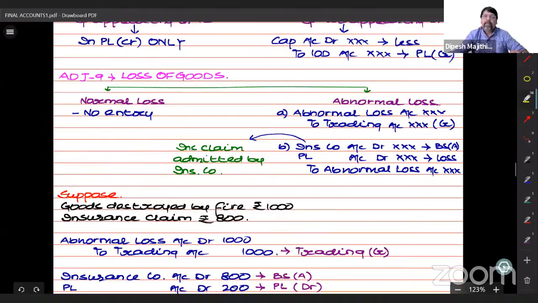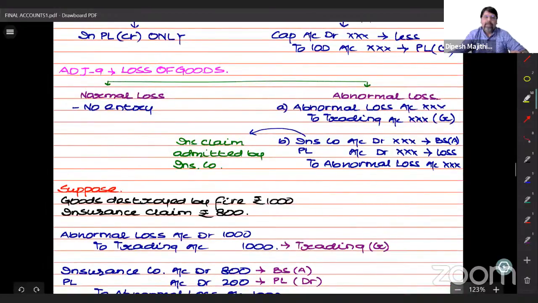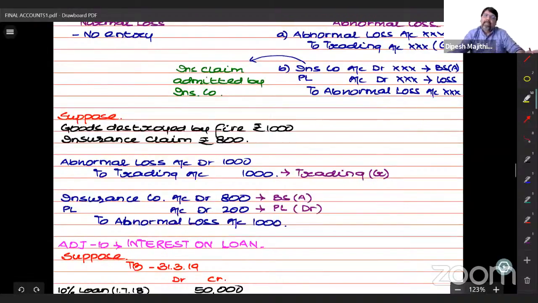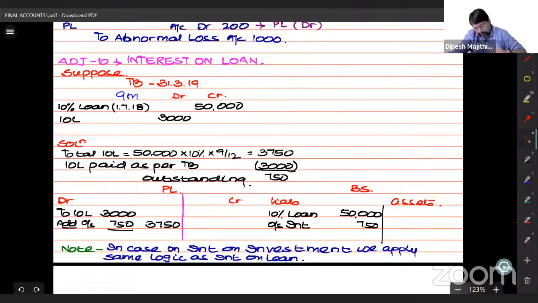Same example I have given, so not to worry. On 31st of March 19, 10% loan on 1/7/18. 1/7/18 to 31st March 19, 9 months. How many months? 9 months. If I have taken a loan, because it is appearing on the credit side, therefore it's a liability. Interest on loan, how much is it? 3,000. That means 3,000 interest I have paid. Now let me check how much interest I was supposed to pay. Total interest on loan, 30,000 into 10% into 9/12. So 3,750 I was supposed to pay.